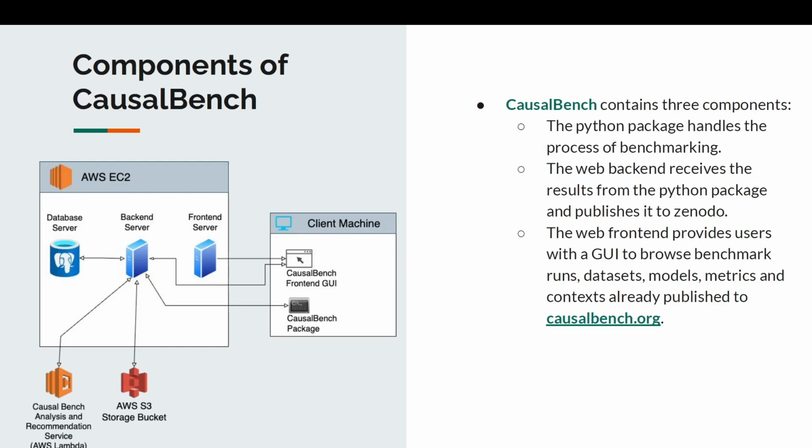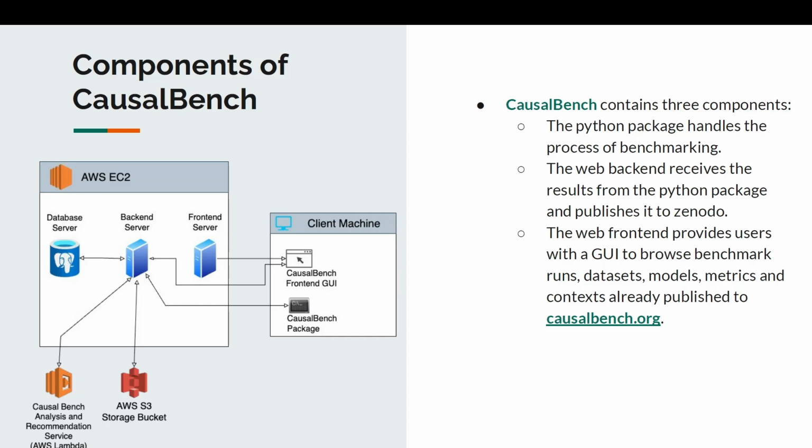Now that we have had a deep dive into CausalBench, I'd like to zoom out a little bit and go over the components of CausalBench. CausalBench contains three main components, them being the backend server, the front-end server, and the Python package.